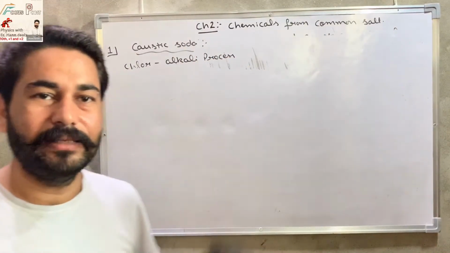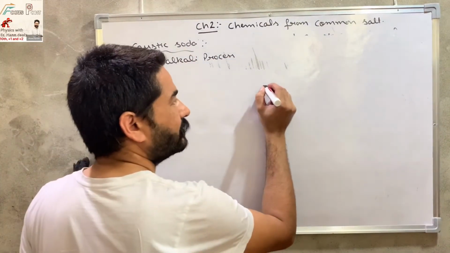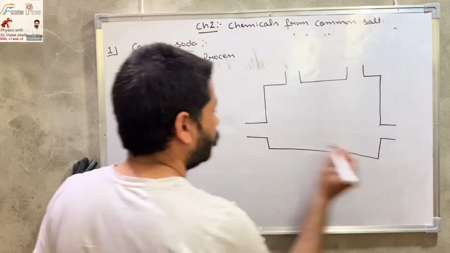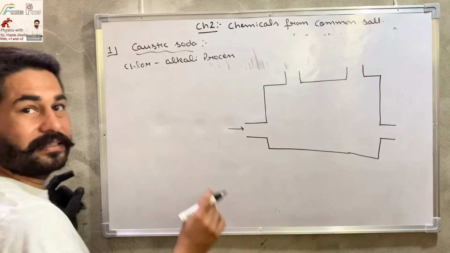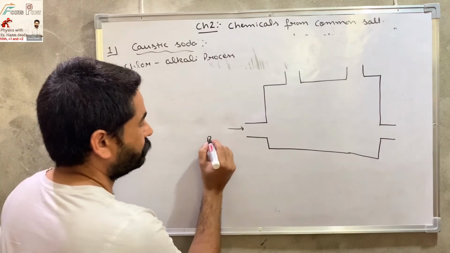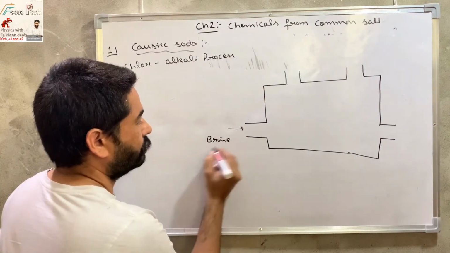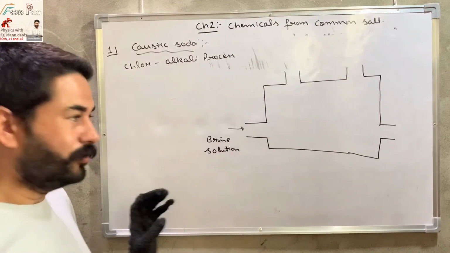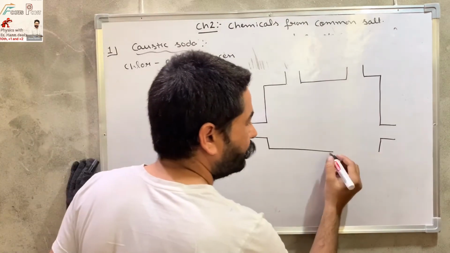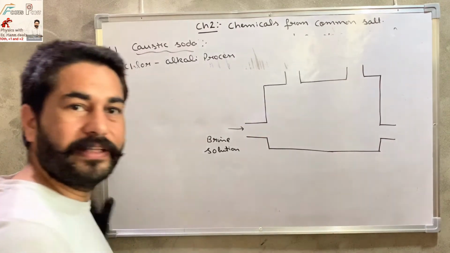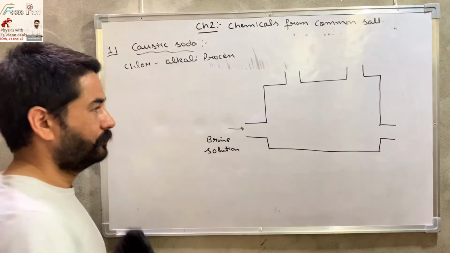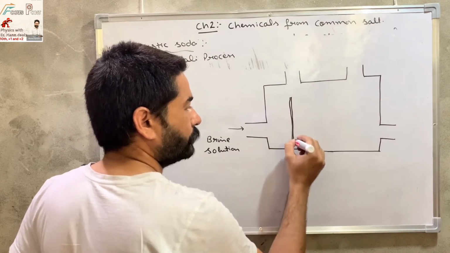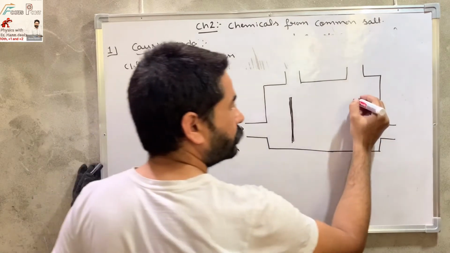So in the chloralkali process, we make an apparatus. From here, we'll start passing a brine solution. Brine solution, you already know, is a mixture of common salt with water. Now I'll place 2 electrodes over here.